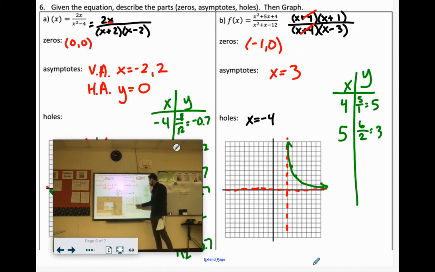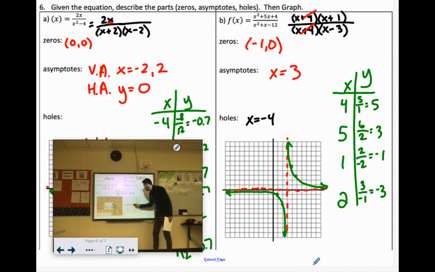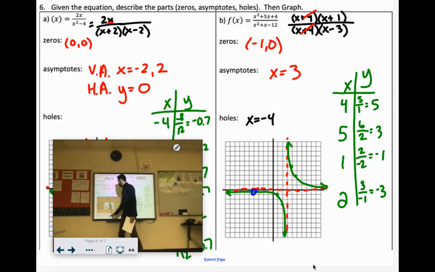And if we were to choose like two and one, one plus one is two, one minus three is negative two, so this would give us negative one. 1, negative 1 is there. We have two, two plus one is three, two minus three is negative one, this would give us negative three, so 2, negative 3. Cruising. But we're going to have a hole at that x equals negative 4. Give yourself a little hole on that line.